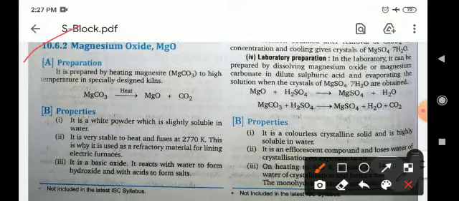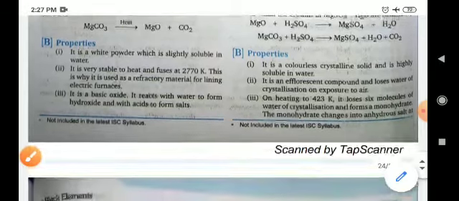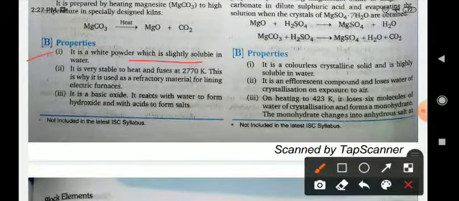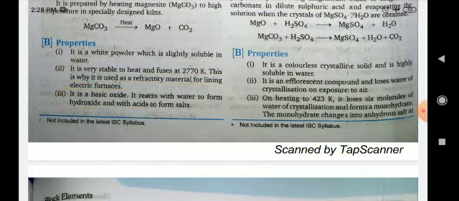The other compound is magnesium oxide. Preparation: magnesium carbonate after heating gives magnesium oxide and carbon dioxide. Property: it is a white powder which is slightly soluble in water. It is very stable to heat, and this is why it is used as a refractory material in the lining of electric furnaces. It is a basic oxide. It reacts with water to form the hydroxide, and with acids to form salts.